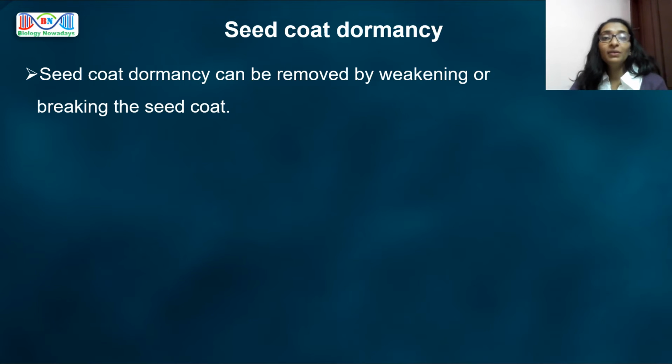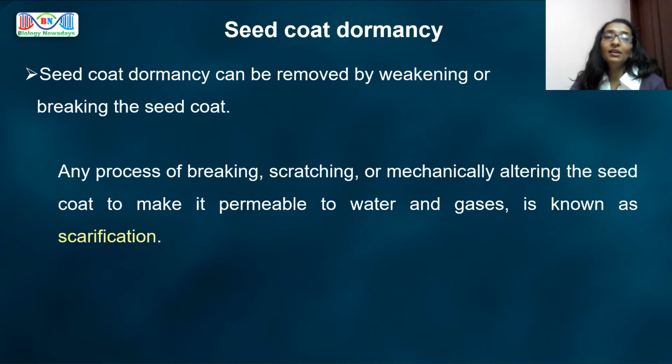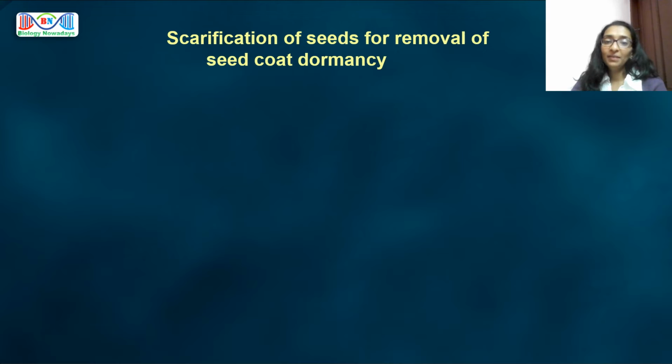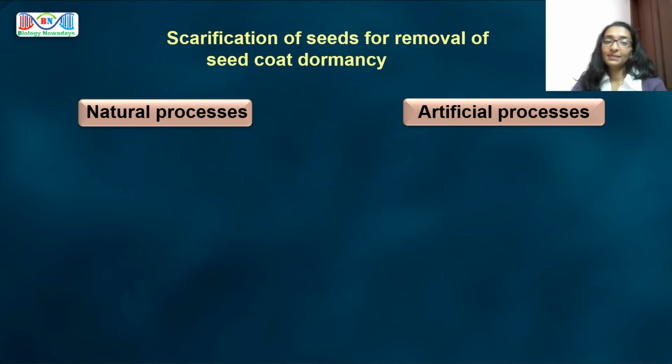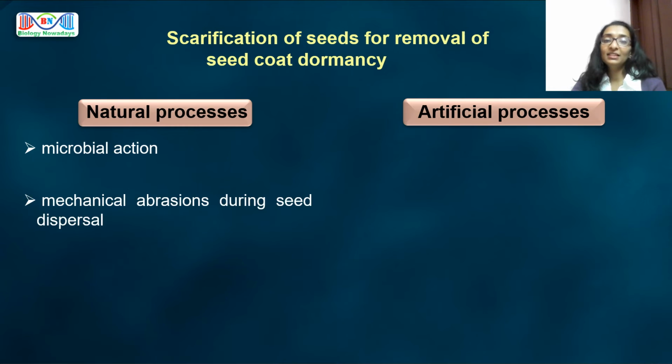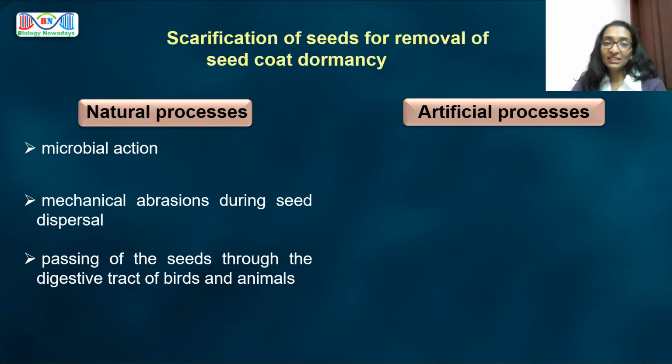Seed coat dormancy can be removed by weakening or breaking the seed coat. Any process of breaking, scratching, or mechanically altering the seed coat to make it permeable to water and gases is known as scarification. Scarification can be achieved by natural or artificial processes. The natural processes include microbial action, mechanical aberrations during seed dispersal, passing of the seeds through the digestive tract of birds, animals, etc. When birds and animals consume the seeds, it is the hydrochloric acid and certain enzymes in their digestive tract that soften these hard seed coats.